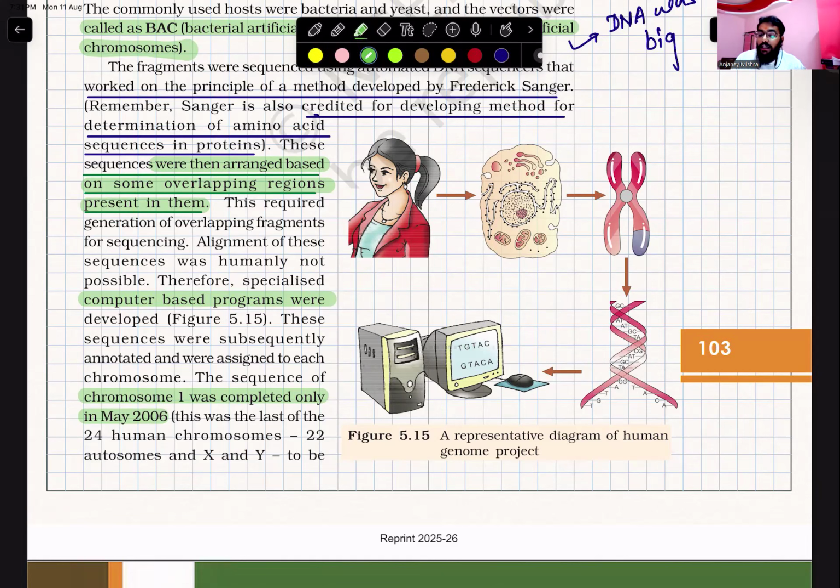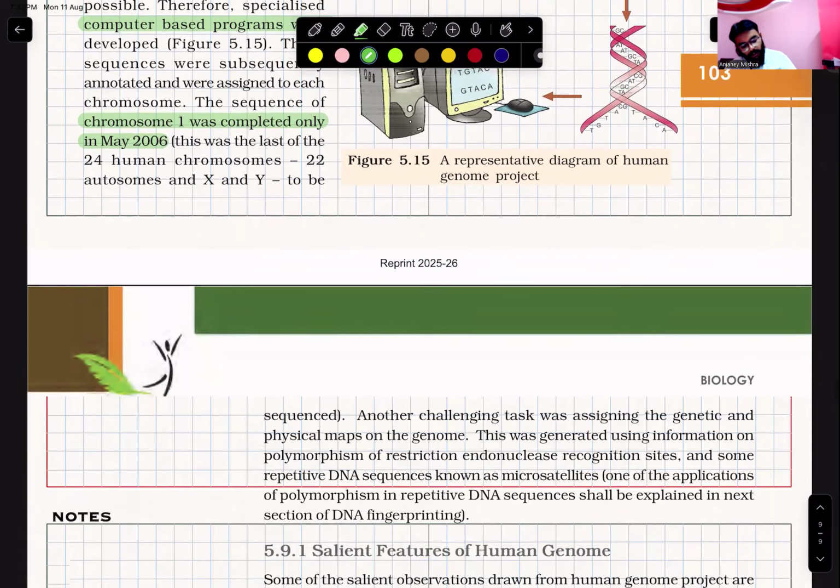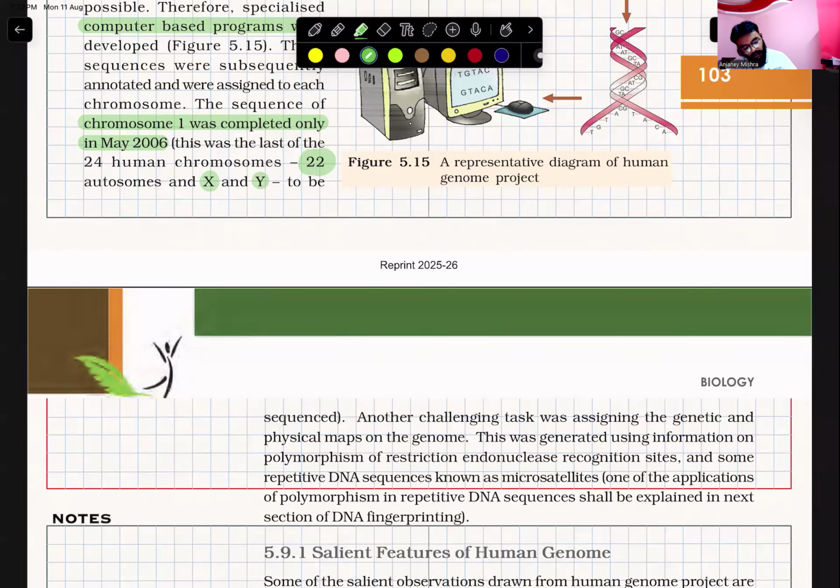On the day of the exam, if it comes by chance that this was done in which month, you just remember that sequencing ended in the same month when we write the NEET exam. We write the NEET exam in May, so we have to remember. And the 24 chromosomes that they studied were 22 autosomes, 1 X and 1 Y chromosome.